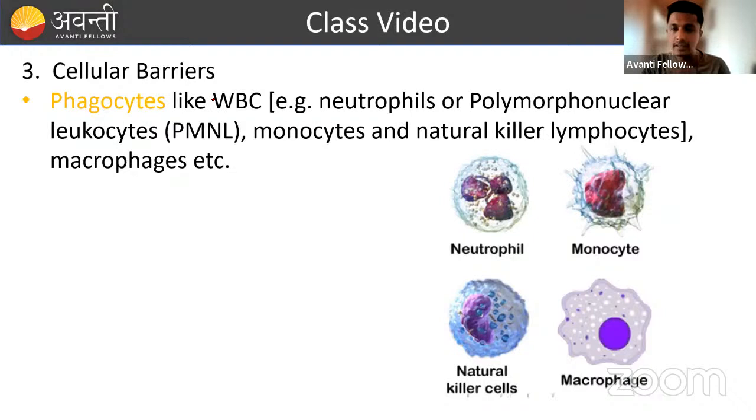So they just understand that this is an outsider and they will go and attack them very non-specifically. What are the types of cells which participate in such non-specific immunity? Neutrophil cells, which are also called polymorphonuclear leukocyte cells or PMNL cells. We have monocytes and natural killer lymphocytes, as well as macrophages, which are the cellular barriers, a type of WBC which participates in non-specific immunity.